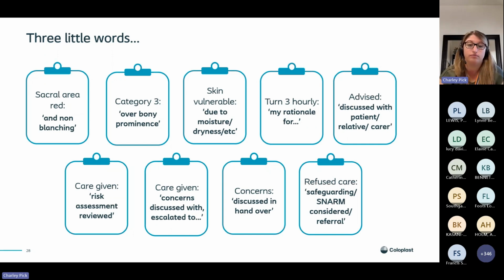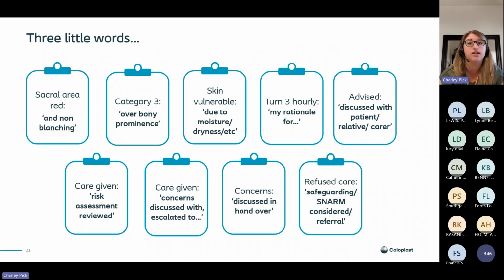Care given, risk assessment reviewed. So just writing all care given doesn't give us a lot of information. But if you say care plan X, Y, and Z have been completed today, and all care has been given for those care plans, we know that we've got far more detail there of what has been done and what hasn't been done.